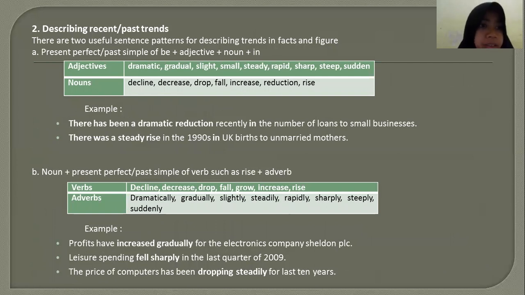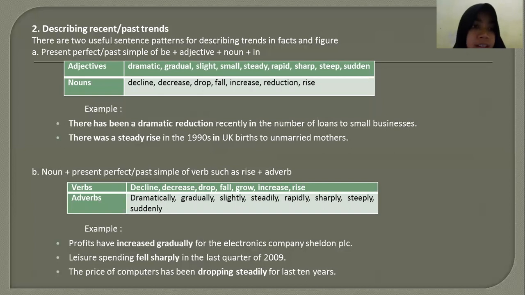Second, describing recent or past trends. There are two useful sentence patterns for describing trends in facts and figures. The first one: present perfect or past simple of be plus adjective plus noun plus in. Examples of adjectives are dramatic, gradual, slight, small, steady, rapid, sharp, steep, sudden. Examples of nouns are decline, decrease, drop, fall, increase, reduction, rise.